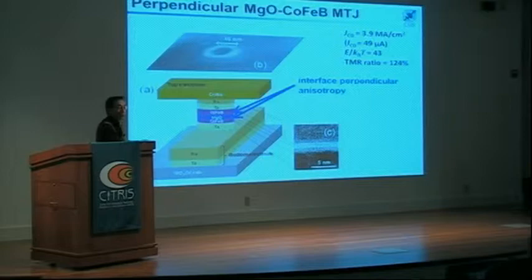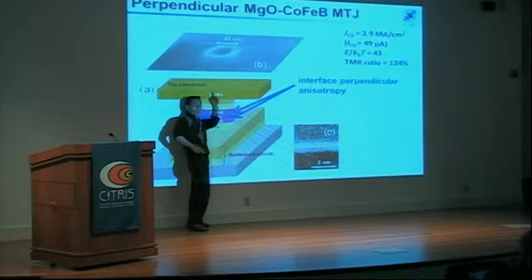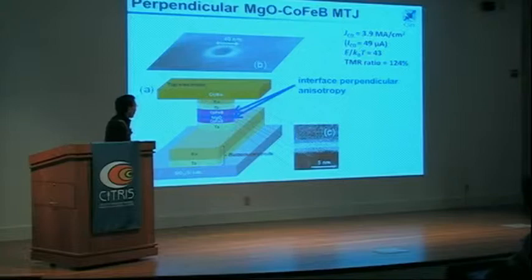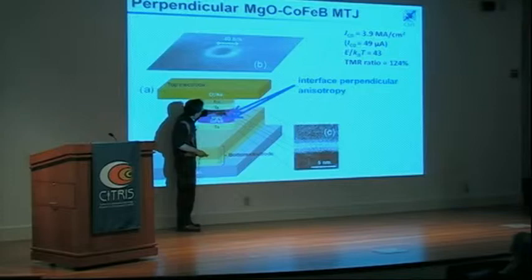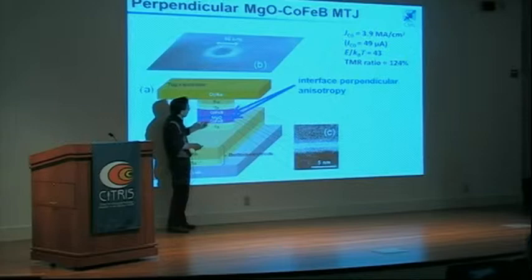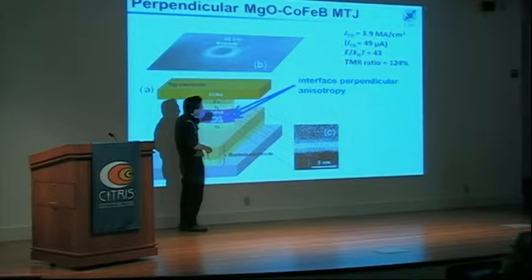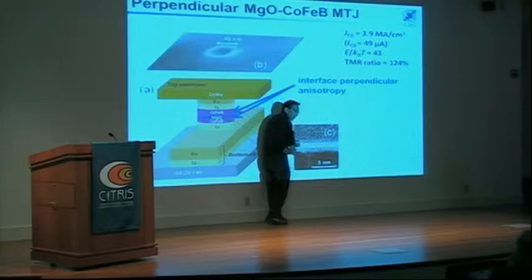I will not go into the details of why we need perpendicular anisotropy. Basically, perpendicular anisotropy means that this is your magnet, and if your magnetization is pointing perpendicular to the interface, you have perpendicular anisotropy. But usually what happens is that because of the magnetostatic energy, you have this in-plane anisotropy. So when these layers are thick, this in-plane anisotropy wins, and you don't get this characteristic that I have shown here. So it's important to have this perpendicular anisotropy. And in order to have this, we have to have a large interface anisotropy, and also these cobalt iron boron layers have to be reasonably thin, thinner than 1.5 nanometers.